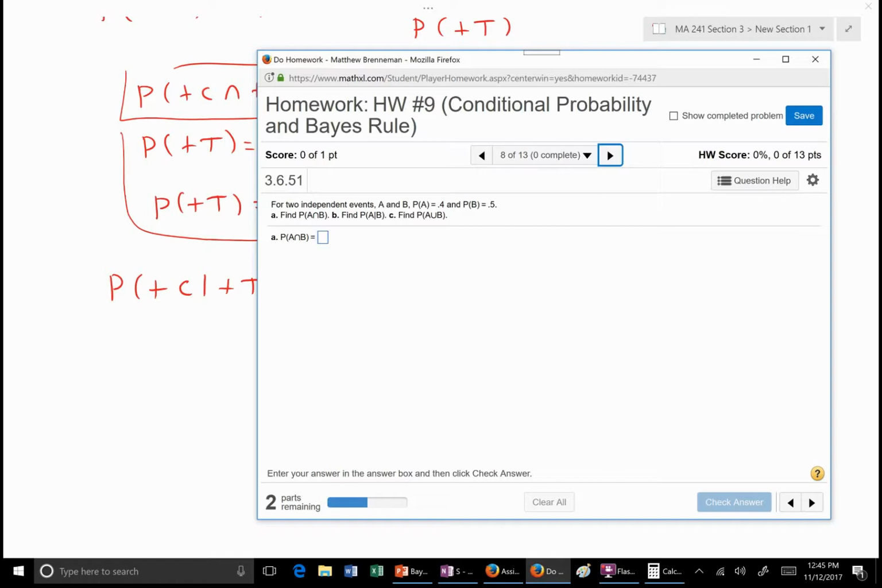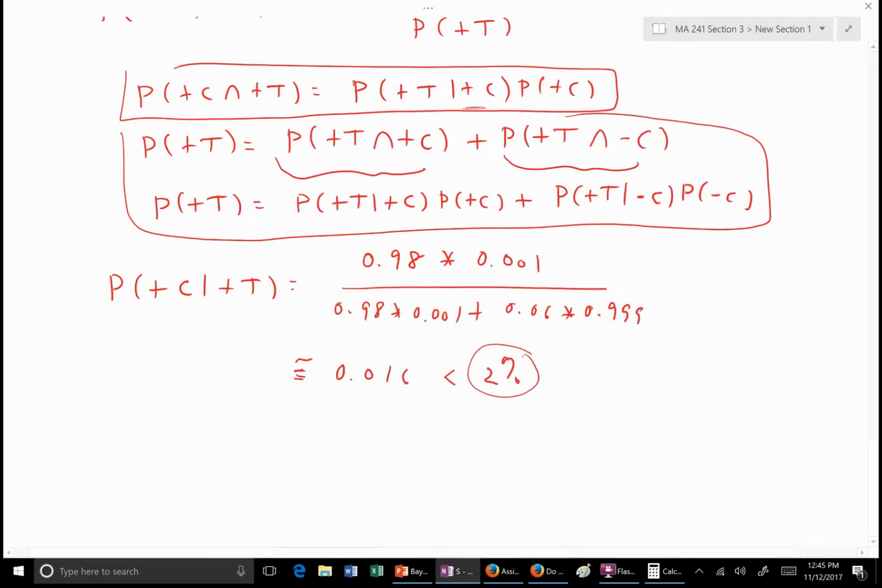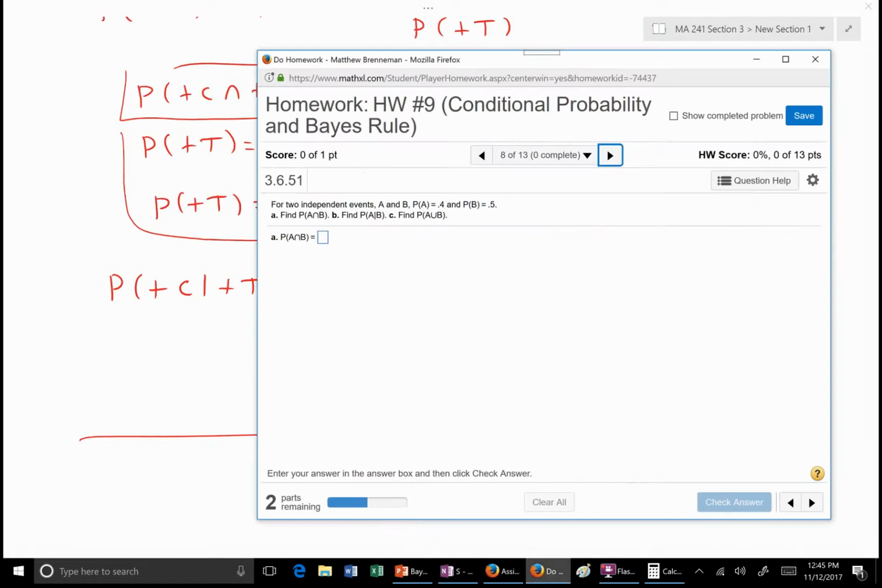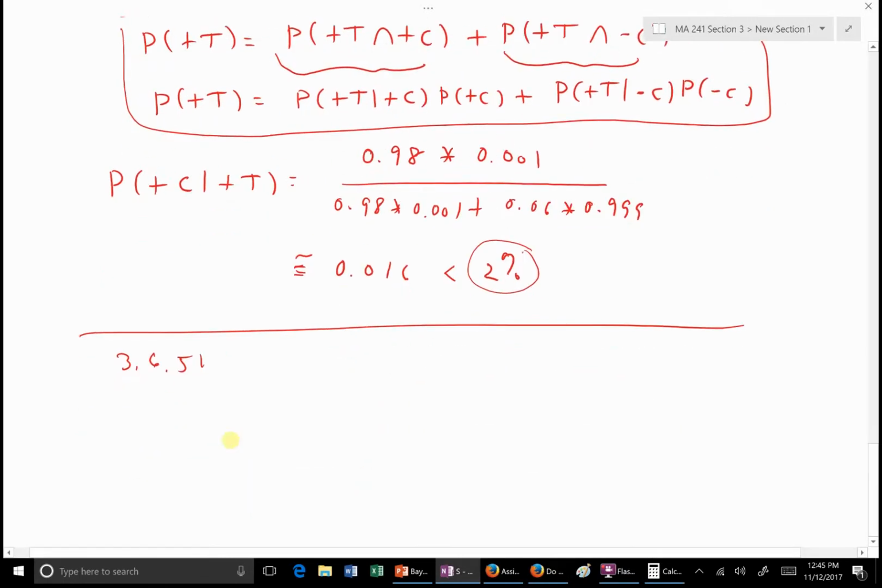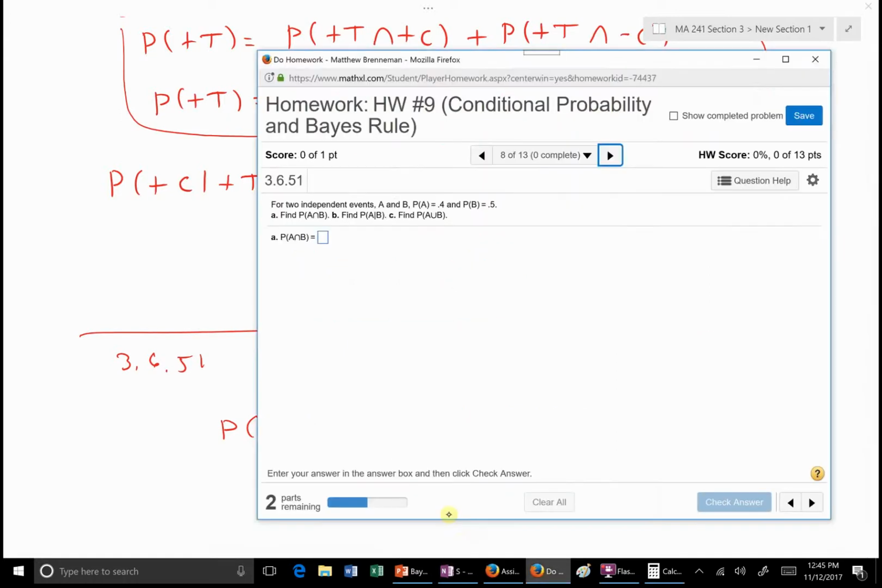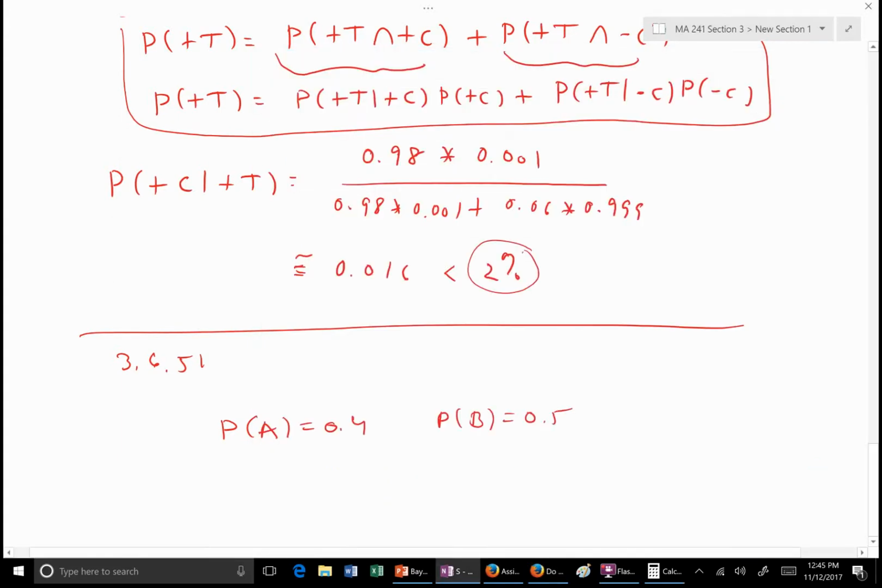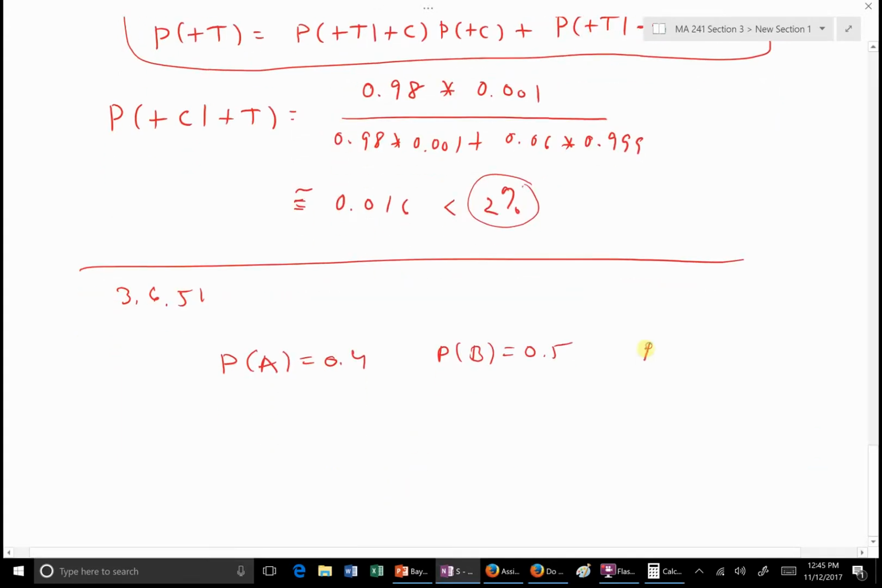So we have two independent events. The probability that A occurs is 0.4. The probability that B occurs is 0.5. So this is problem 3.6.5 now. And we want to find the probability of the intersection and the conditional probabilities in the union, okay? So we also know that A and B are independent, so this is important.